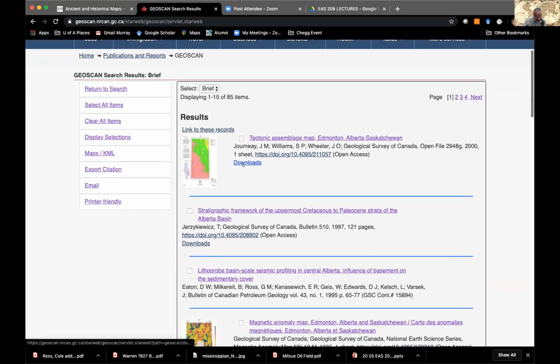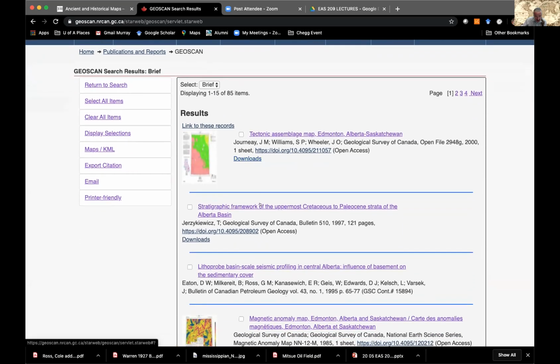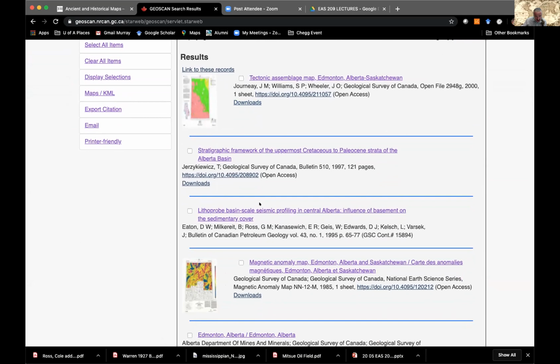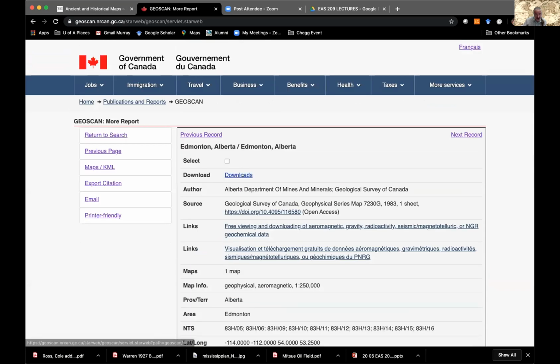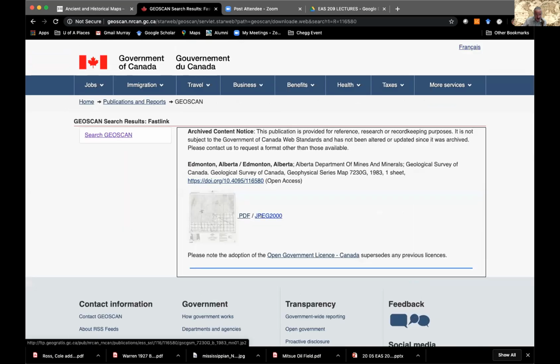And there's a stratigraphic framework of the Alberta Basin, Edmonton, Alberta. Let's look at this. And then you go to downloads. Woohoo. And then you can get it as a JPEG or a PDF. Unfortunately, and it's a little hard to believe, these are not geo-referenced, and it'd be so great if they were geo-referenced.